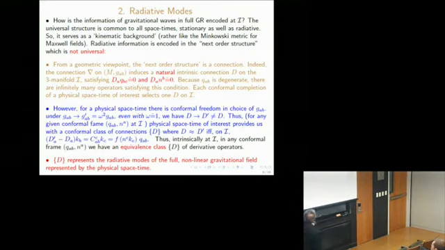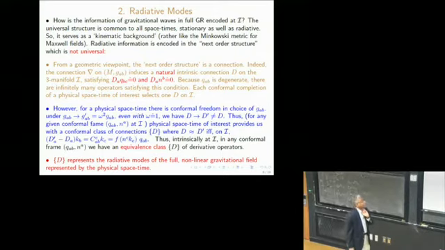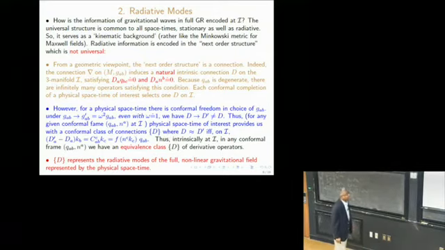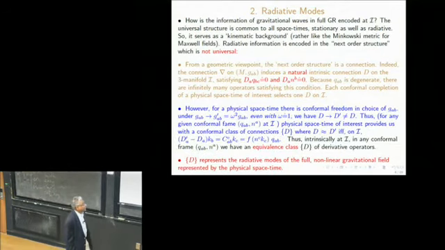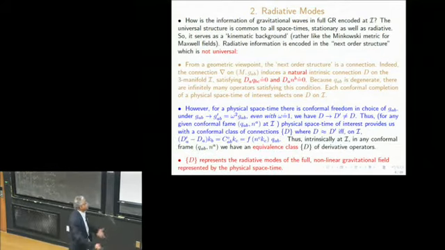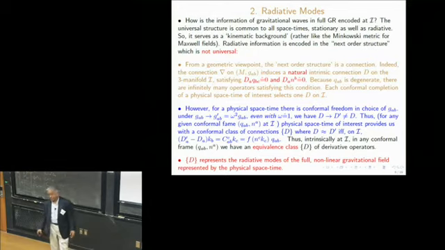So how is the information of gravitational waves in general relativity encoded at Scri? Well, the universal structure is common to all spacetimes, stationary as well as radiative. So it serves as a kinematical background, rather like the Minkowski space for Maxwell fields. And radiative information then is encoded in the next order structure, which is not universal. So in the stationary spacetime, that structure will be one. In radiating spacetime, it will be another.